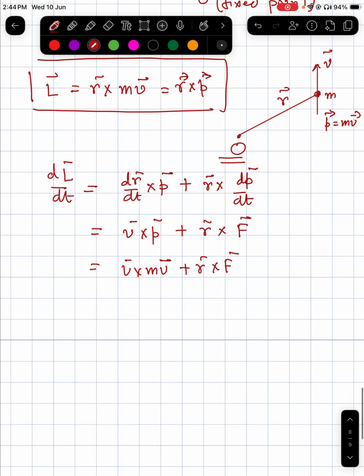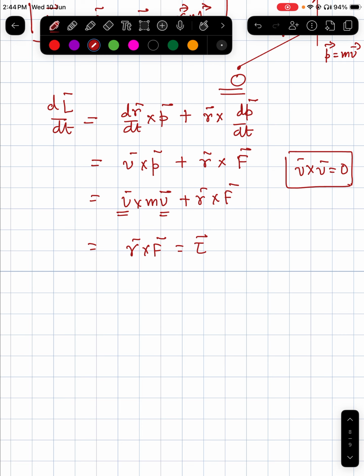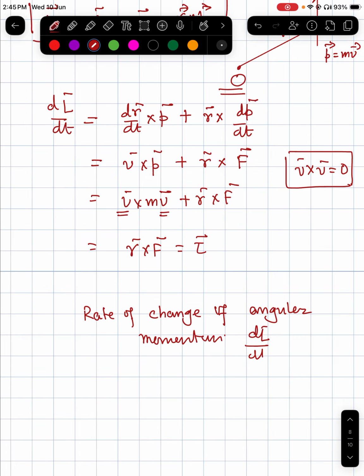And so we know that it is the same vector. If I take the cross product of the same vector, it becomes zero. Right. So the first term is zero, so it becomes R cross F. But what is R cross F? R cross F is tau, that is torque. So we have found the time derivative, or rate of change, of angular momentum, which is given by dL dt, is equal to tau.